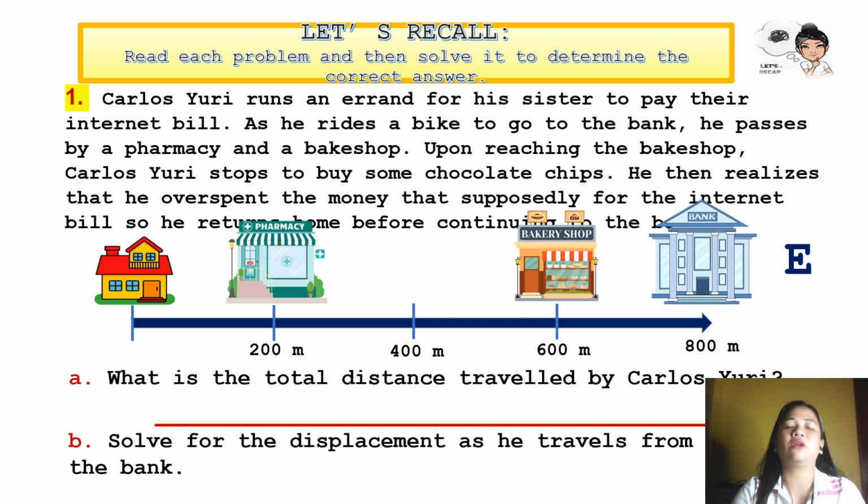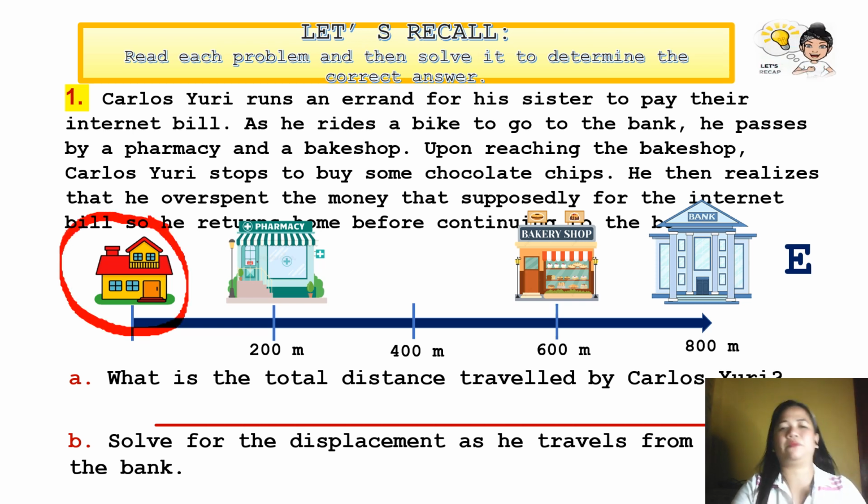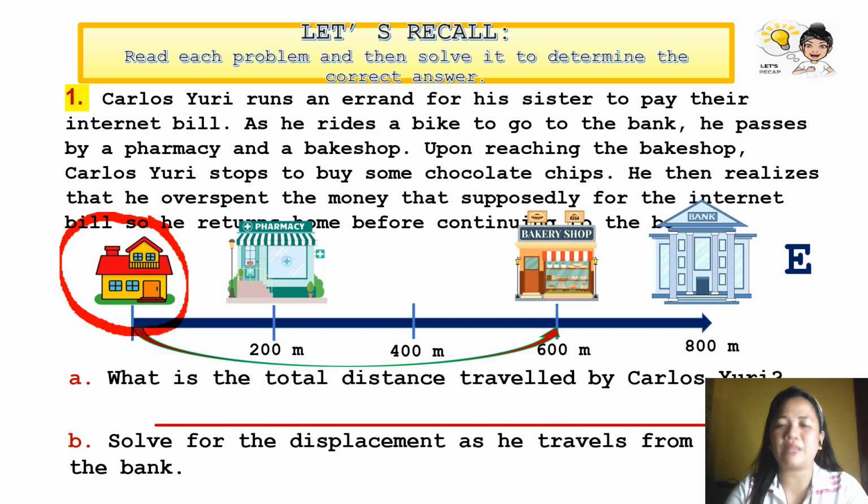As you remember, si Carlos Yuri, saan siya nanggaling? Nanggaling siya sa bahay. Nag-start siya sa bahay. So this is the initial position of Carlos Yuri. Now, from bahay, pupunta ngayon si Carlos Yuri ng bakery to buy some chocolate chips. From bahay, going to the bakery is 600 meters.